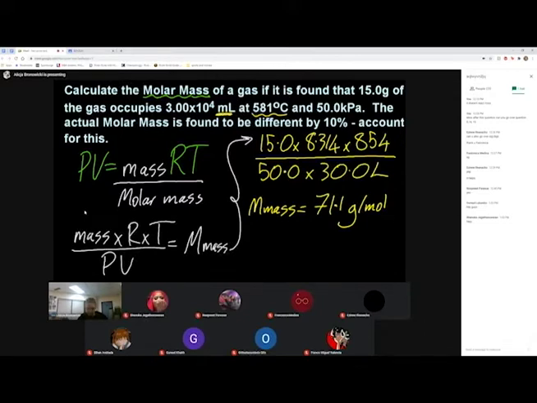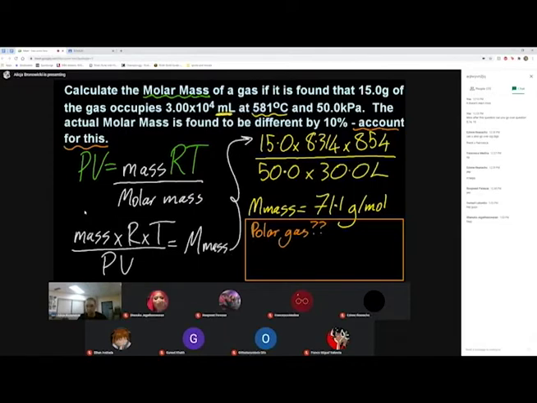Now the question says the actual molar mass is found to be slightly different. Account for this. Okay, well, you didn't use an ideal gas because there's no such thing. So what could have gone wrong? Well, maybe the molecule's a little polar and that makes it less ideal. Or maybe it underwent some sort of slight reaction and that also made it less ideal.